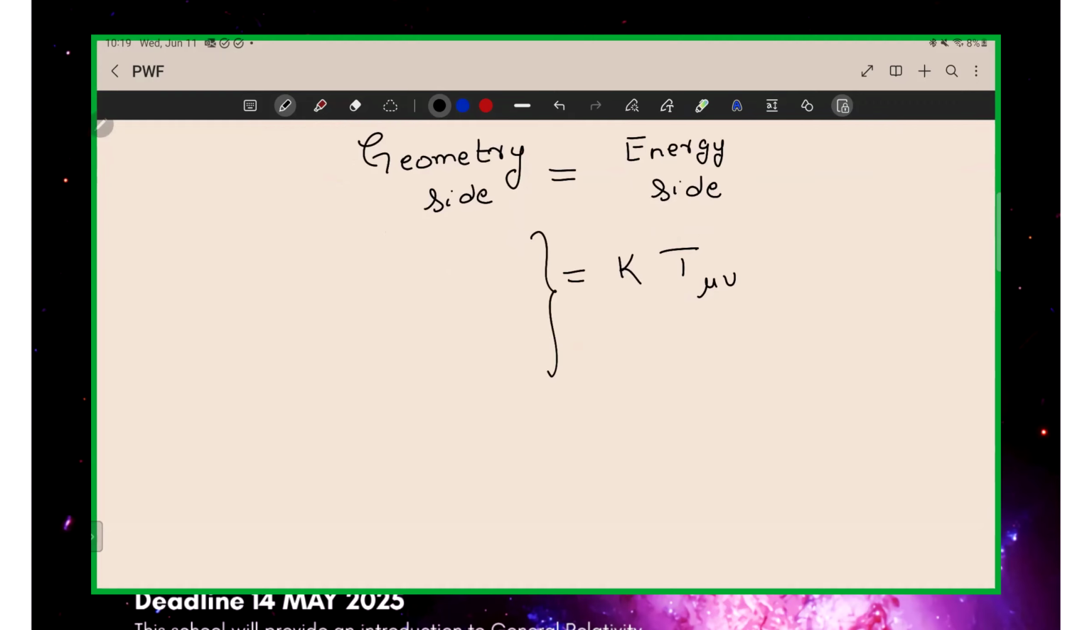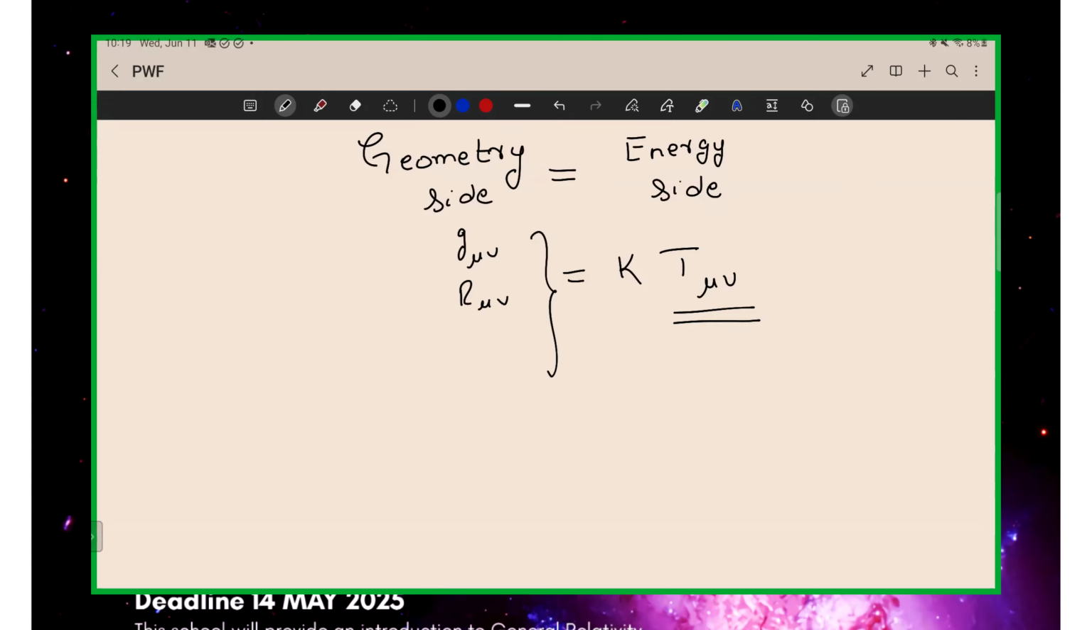For example, one thing that you know is that since T mu nu is symmetric, as we discussed earlier, the geometry side should be symmetric as well, right? So that gives you many different candidates. One of them can be just the metric tensor. The other one is the Ricci tensor, right? Both of them are symmetric. If you exchange mu and nu in the metric tensor, it doesn't change. The same is the case for the Ricci tensor.